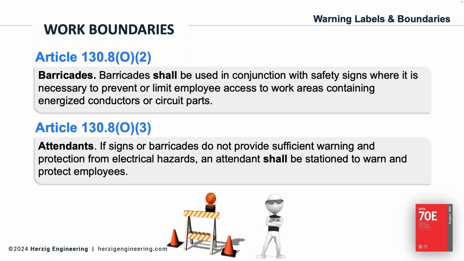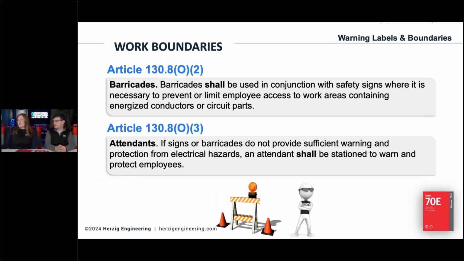So with this information, the types of things to do to keep people out. We talked about how to identify the hazards and how to be protected within those boundaries. How do you keep other people out of those boundaries? I'm going to try to turn this back on because we're going to show you a couple things, but really we're looking at barricades and attendants. So what does the 70E say about barricades and attendants?